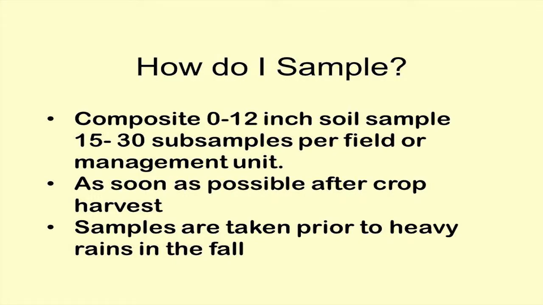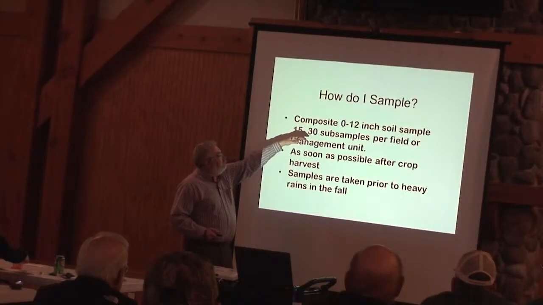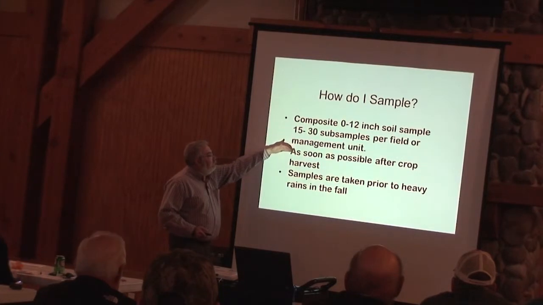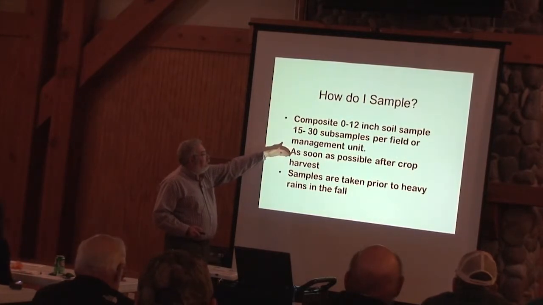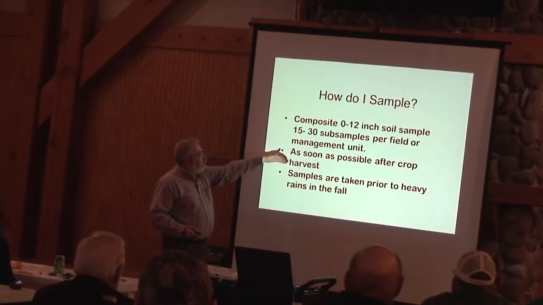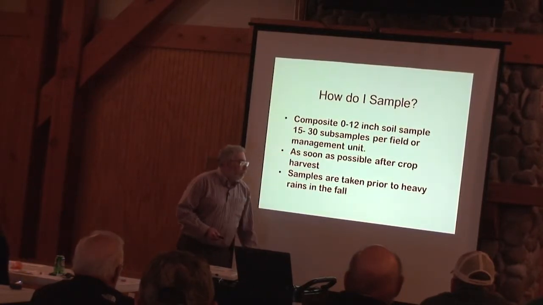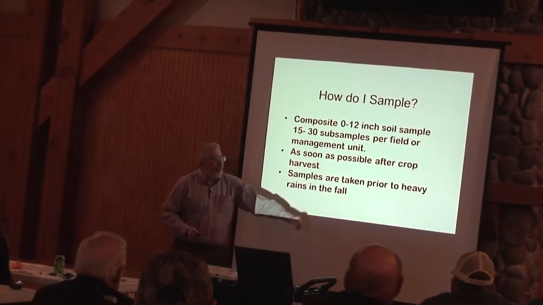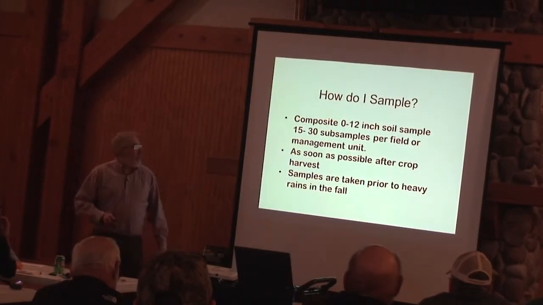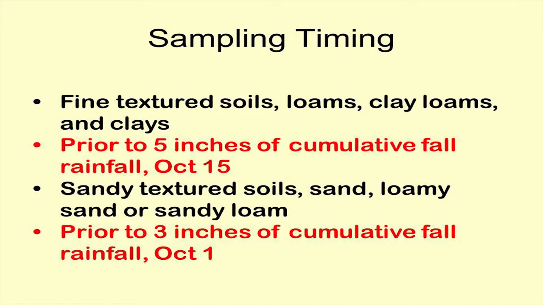So how do you sample? When you sample this, you go out and get a representative sample of your field. It's a 0 to 12 inch soil sample, 15 to 30 sub-samples per field. And you want to do this as soon as possible after the crop is harvested. And you want to take samples prior to any heavy rains in the fall. I'm going to talk a little bit more about important dates to keep in mind with that as we go along.